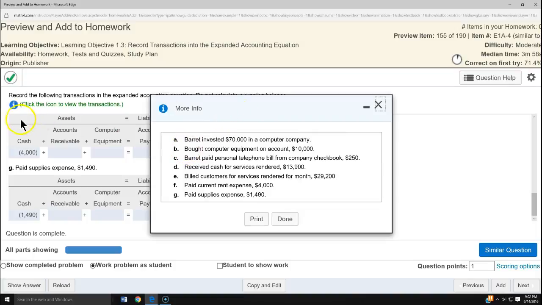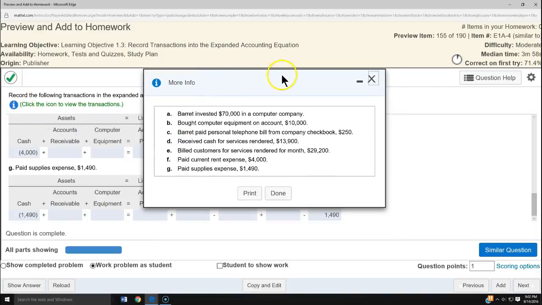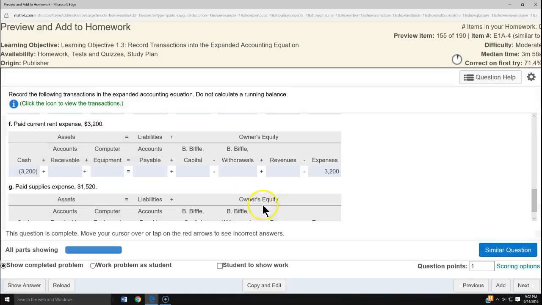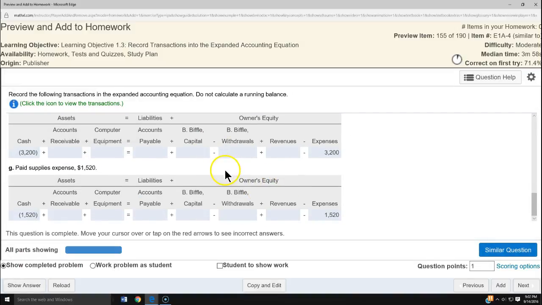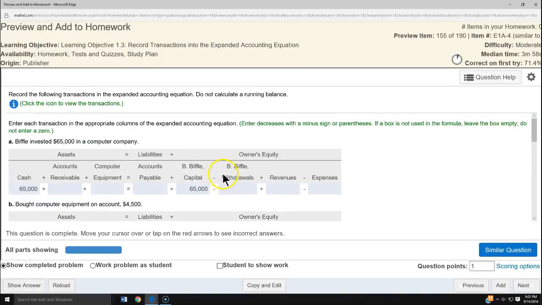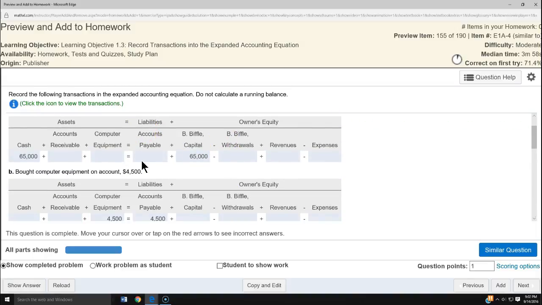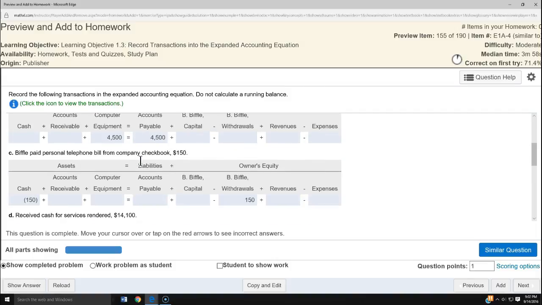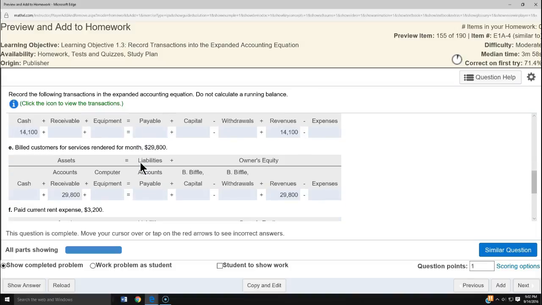I should have showed this. There are your transactions listed. All right, guys, the $70,000 investment, we add it to cash and capital. Computer on account, we add it to the computer, the asset, computer equipment, add it to the accounts payable account, and so on. So if I showed the completed problem, your final solution would look like that. A, B, C, D. If this is the same problem, yeah, I think so.